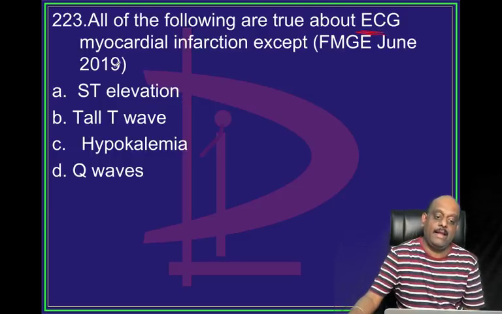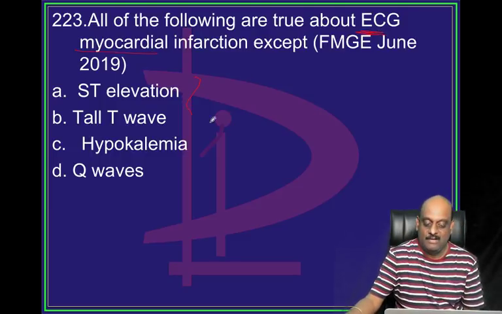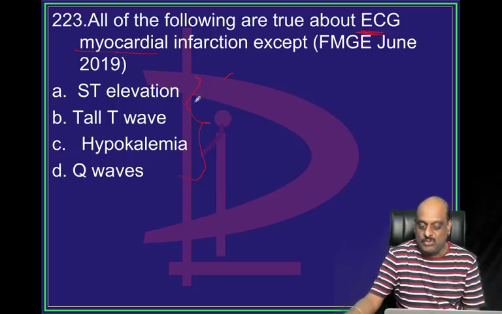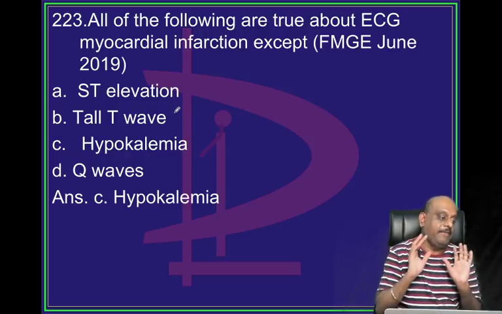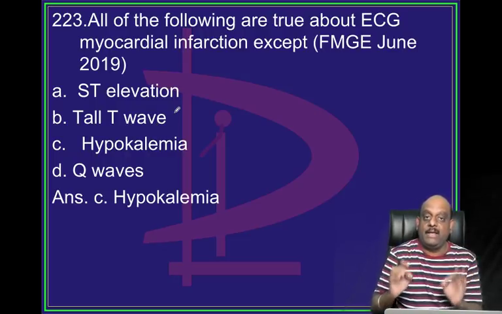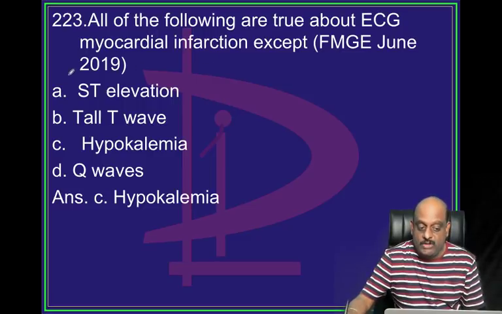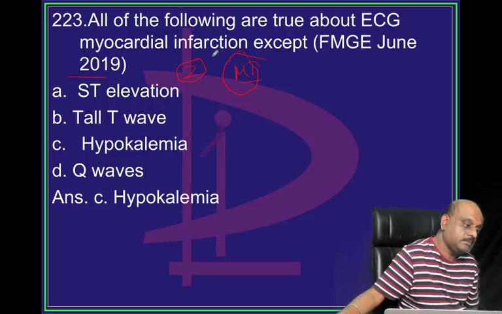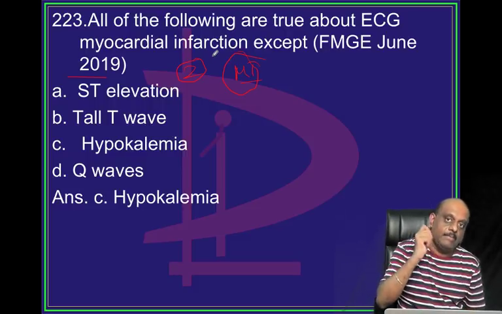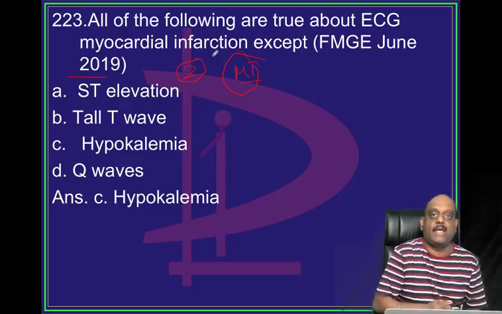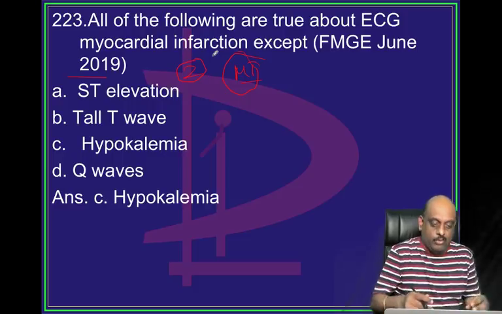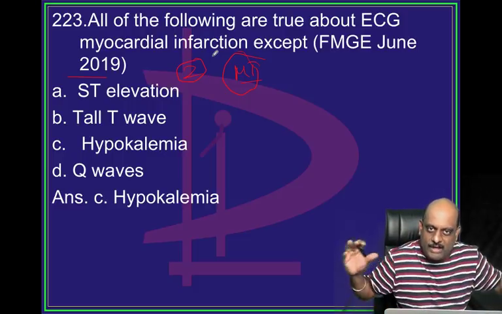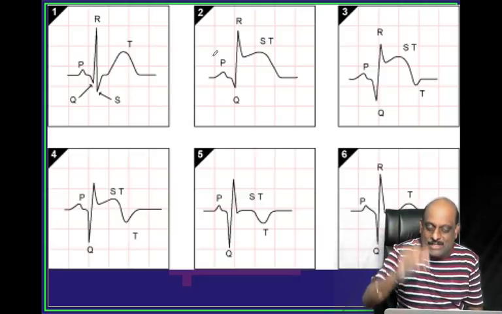ECG in MI. The question was good, but the options were too simple. Right, doctor? But anyway, one important point you need to remember is in single FMG June 2019, two MCQs from the topic of MI. Definitely MI, myocardial infarction, coronary artery disease, at least two questions are there, doctor. In NEETPG, the quota is a standard quota for every topic. You should know that quota.